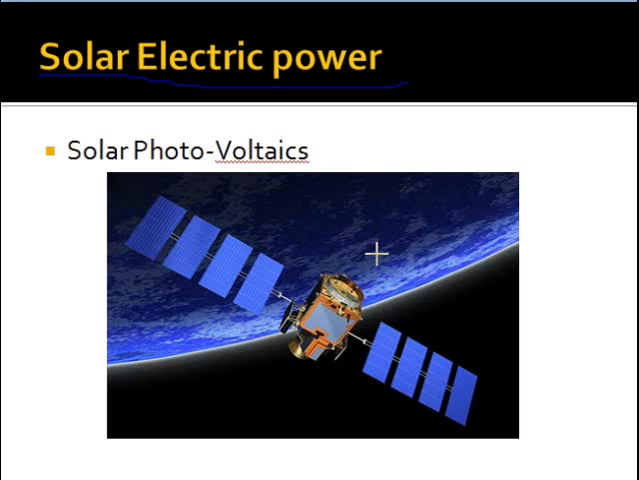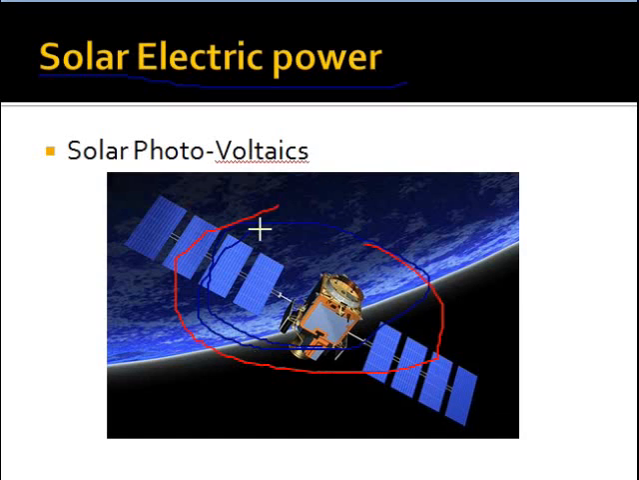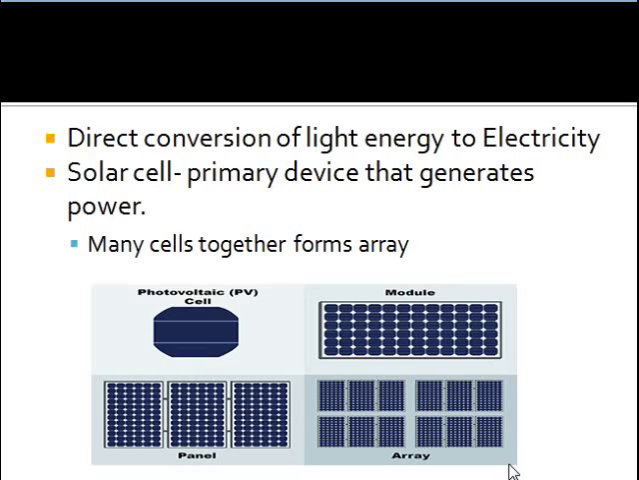Everywhere you can see solar panels are nowadays very popular and used in most of the places. This is one such example. So solar cells, this is one such example where it is used in space applications. In the next slide we can see the individual solar cell and combination of solar cells.